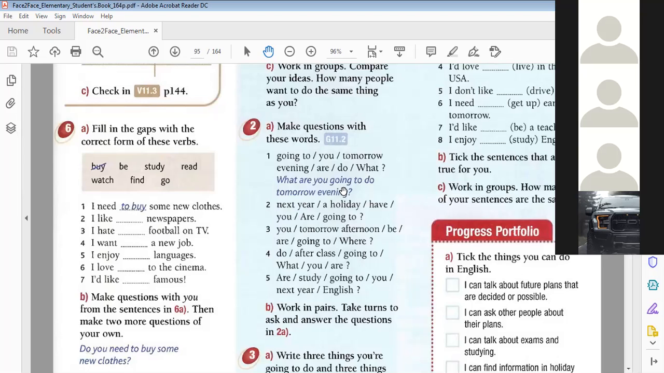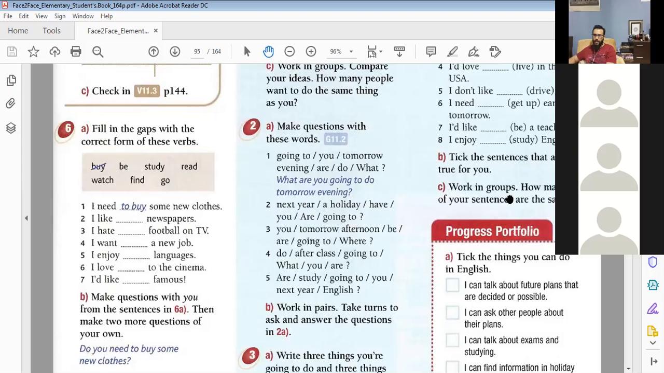Okay, so now I want you to ask these questions together. So Samiha, you can ask Rashid the first question. Okay. Rashid, what are you going to do tomorrow evening? I'm going to eat. Okay, good answer. All right, what about question number 2? Abdullah, can you ask Hannah question number 2? Abdullah, you can ask her.